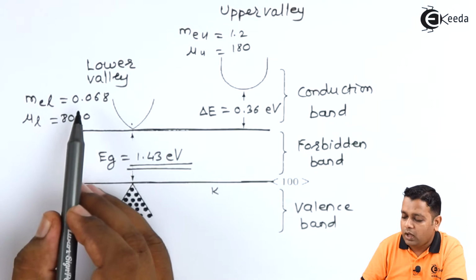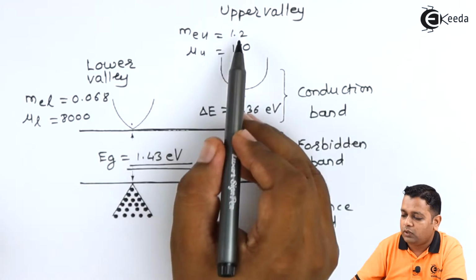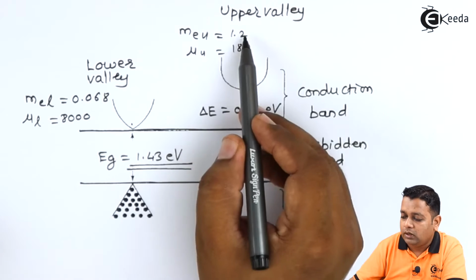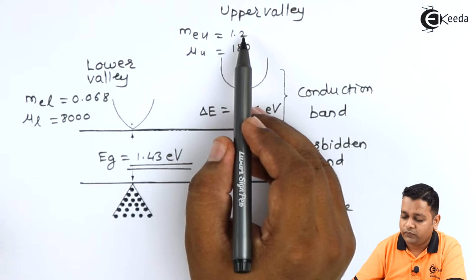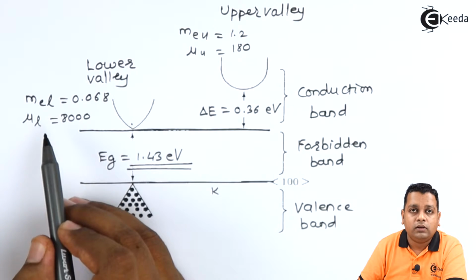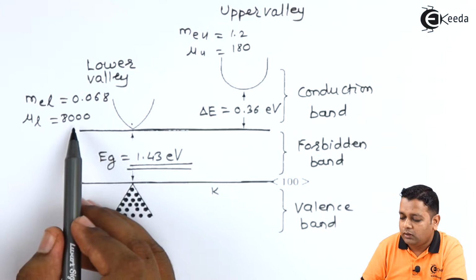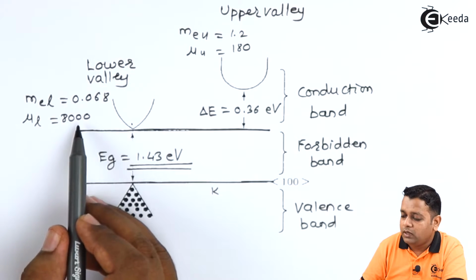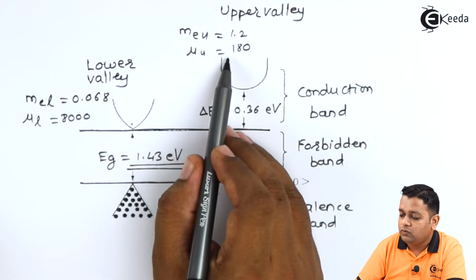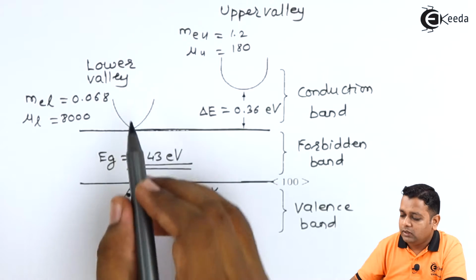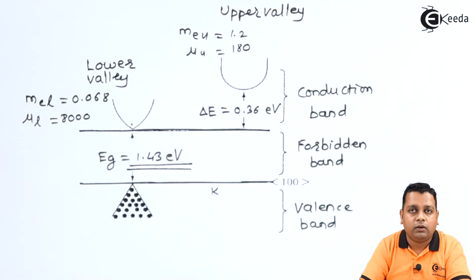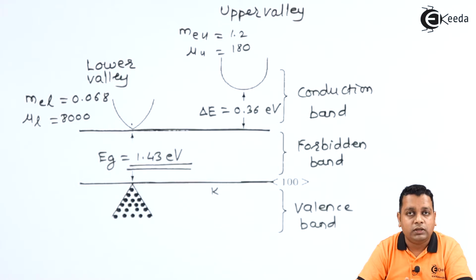Initially the mass is shown to be 0.068, now it will become 1.2. So this is a direct increase in the mass of the electron. Whereas if you look at the mobility, the value in the lower valley is 8000. Now when it gets shifted to the upper valley, the value is 180. So this is a direct decrease. So we can make a conclusion here that when an electron shifts from the lower valley to the upper valley, the mass of the electron increases and the mobility of the electron decreases.